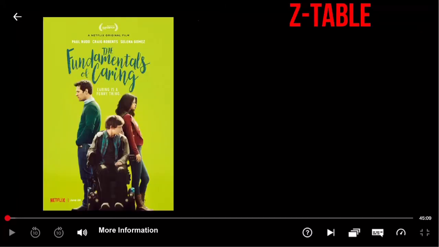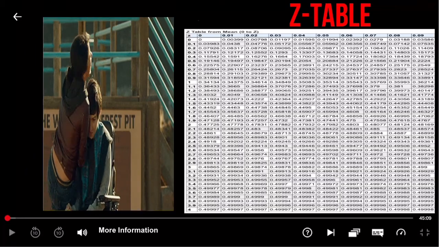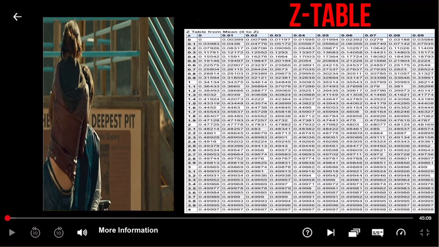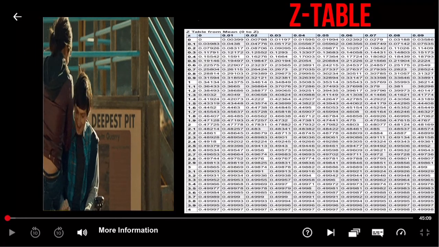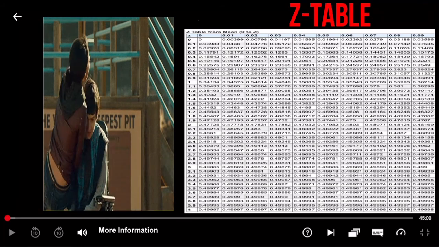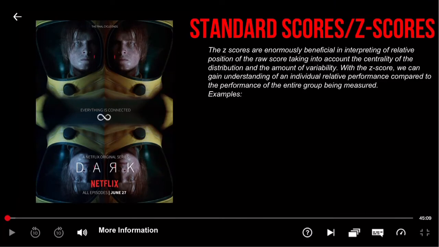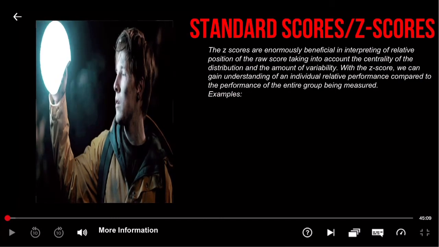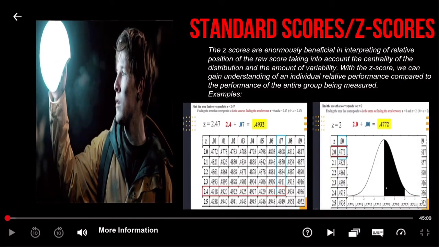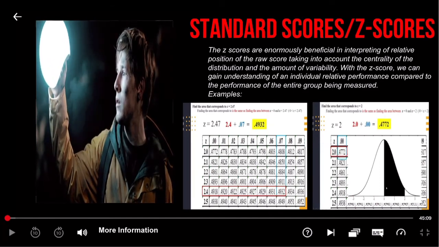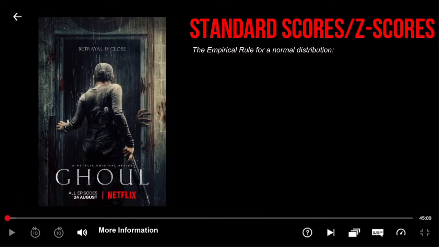The Z-table, also known as the standard normal table or the unit normal table, is a table that consists of standardized values that are used to determine the probability that a given statistic is below, above, or between the standard normal distribution. The Z-scores are enormously beneficial in interpreting the relative position of the raw scores, taking into account the centrality of the distribution and the amount of variability. With the Z-score, we can gain understanding of an individual's relative performance compared to the performance of the entire group being measured.